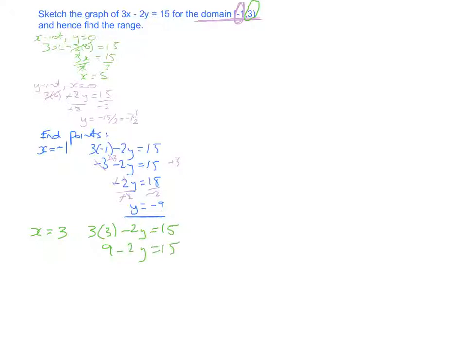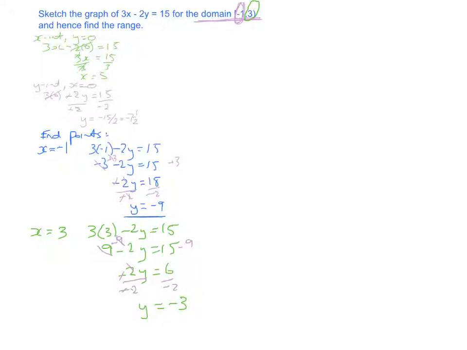We are now going to take away 9 from both sides. That gets rid of that one. Leaves us with -2y equals 15 take away 9 is 6. And then we need to divide both sides by -2. Negatives cancel, 2's cancel. Gives us y will be equal to -3.